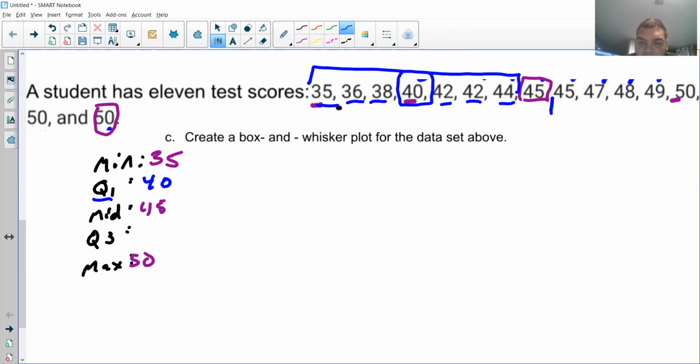On the other side, it's the middle of my data. That's going to be my Q3. So I'm finding the middle of the second part. 1, 2, 3, 1, 2, 3. In this case it is going to be 49. So this is going to be my 49.